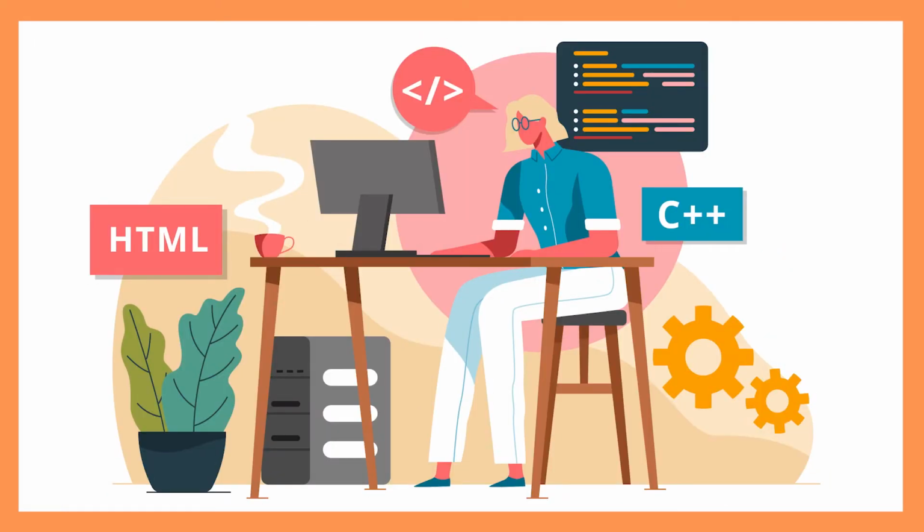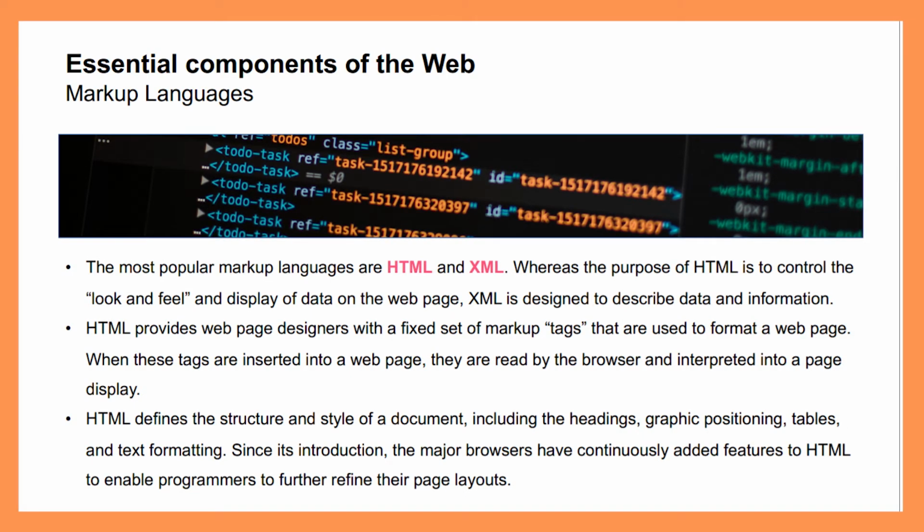HTML provides web page designers with a fixed set of markup tags that are used to format a web page. When these tags are inserted into a web page, they are read by the browsers and interpreted into a page display. HTML defines the structure and the style of a document, including the headings, graphic positioning, tables, and text formatting.